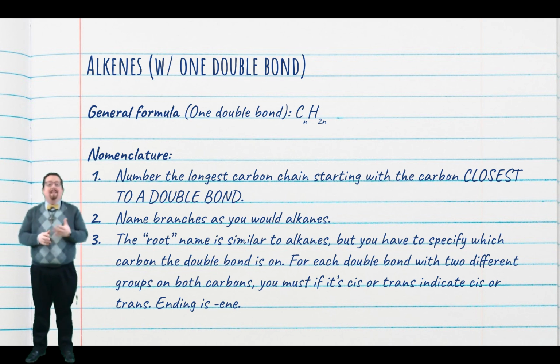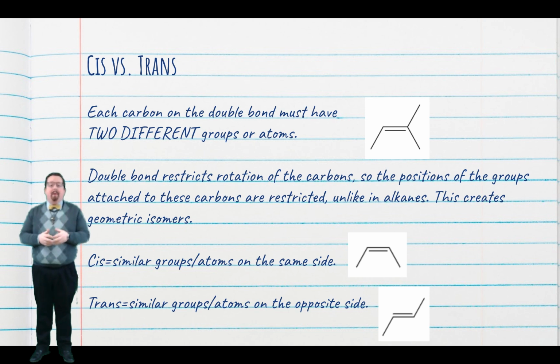The only difference is that sometimes we have to indicate how those groups are arranged around a double bond. We'll talk more about that in a second. The root of your name is similar to alkanes, except we have the -ene ending this time. We also have to place a number in front of our root name to indicate which carbon that double bond starts on. You'll see this when we build physical models of these, but a double bond restricts the carbon's ability to rotate around. Since that rotation is restricted, the substituents attached to both of the carbons in a double bond are stuck where they're at.